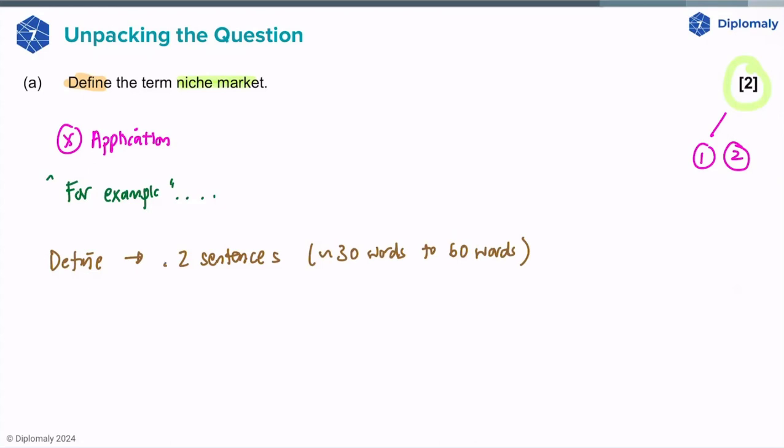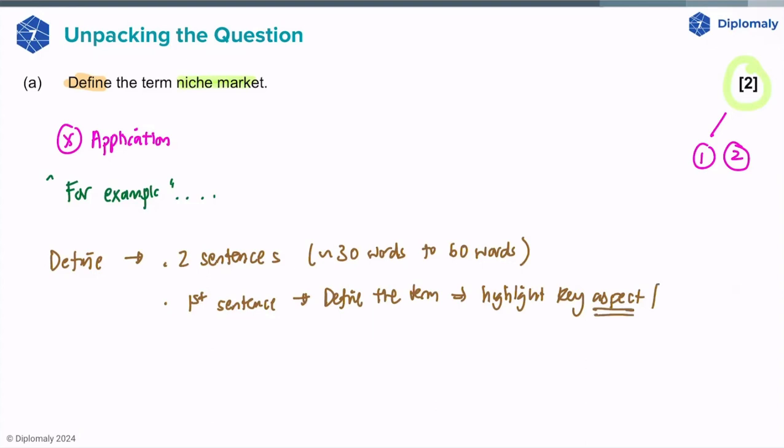The way you break down your 2 sentences for a definition question is, of course, in your first sentence, you're going to define the term. And as you're defining the term, you want to highlight key aspects of what, in this case, a niche market is going to talk about. So key aspects, or you can talk about the key features of what it is.